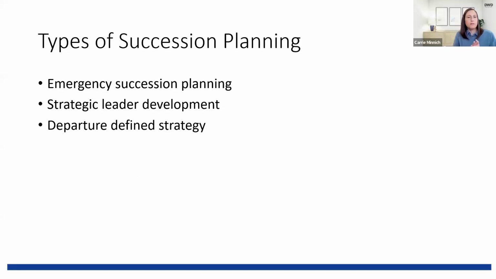So we're going to talk about 3 different types of succession planning. Emergency succession planning, when, oh my gosh, the executive director left, we did not know anything about this. What are we going to do? Strategic leader development, and the departure defined strategy. And the latter 2 are more for when you know it's going to happen, so you can be a little bit more prepared for it.